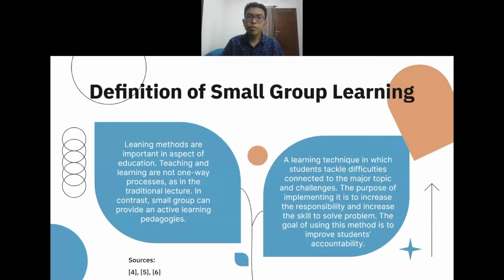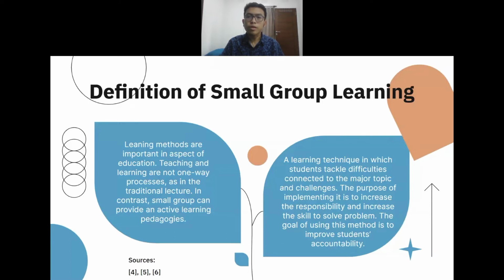The first one, we will talk about the definition of small group learning. Basically, learning methods are important in the aspect of education. Teaching and learning are not one-way processes, as in a traditional or conventional lecture. In contrast, small group learning can provide active learning pedagogies instead of passive ones. Small group learning is a learning technique in which students tackle difficulties connected to the major topic and challenges.